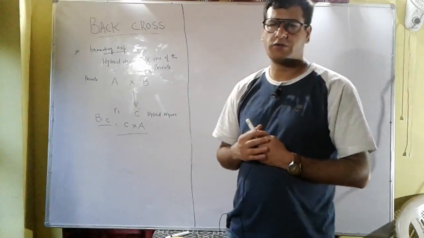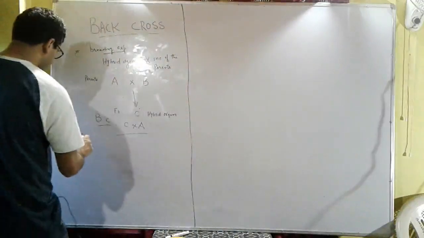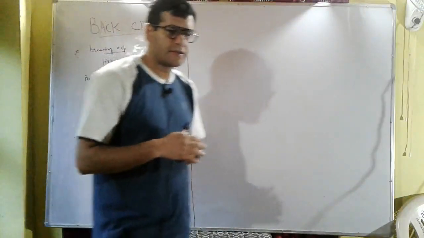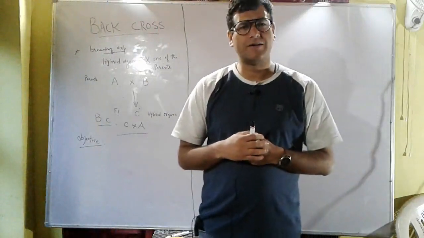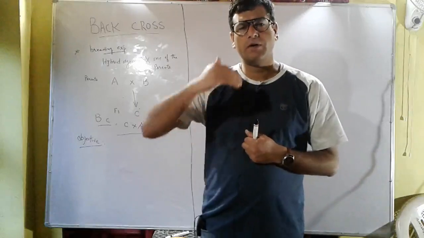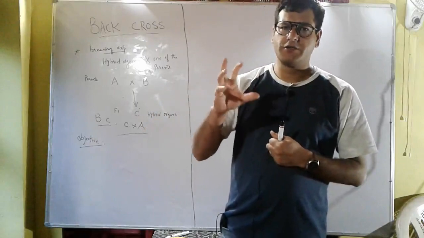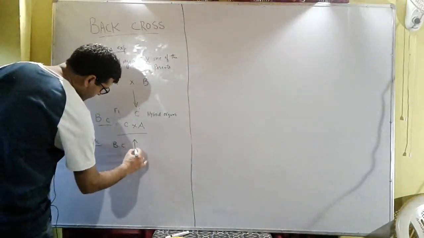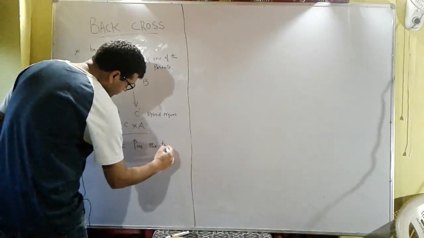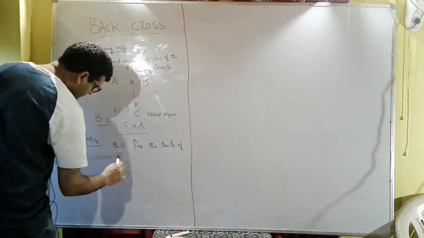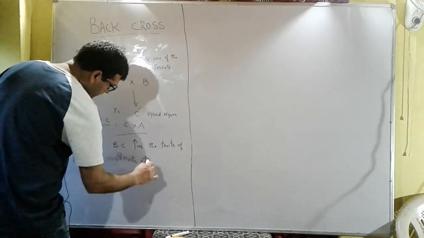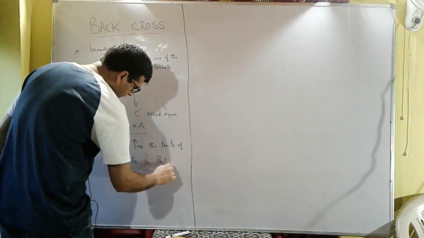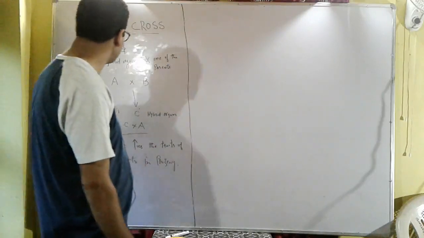Now the question arises: why is the backcross being performed? What is the objective of this backcross? Backcross is performed so as to increase the traits of the parents in the progeny. So backcross increases the traits of parents in the progeny.